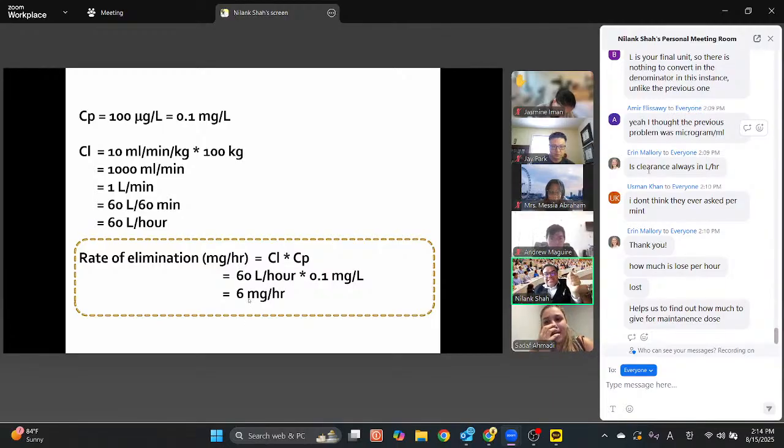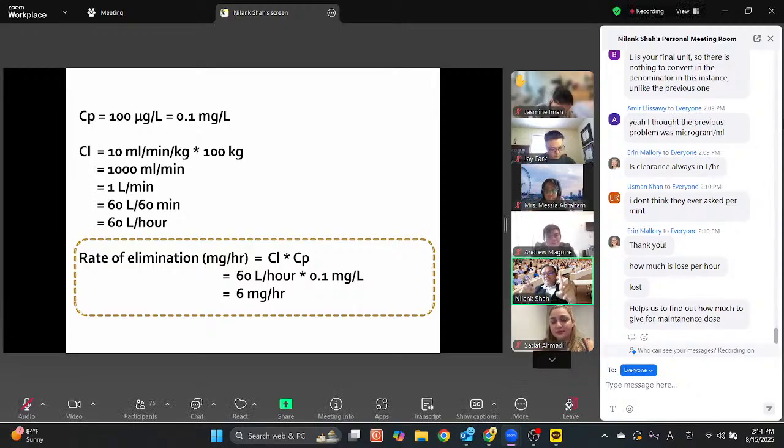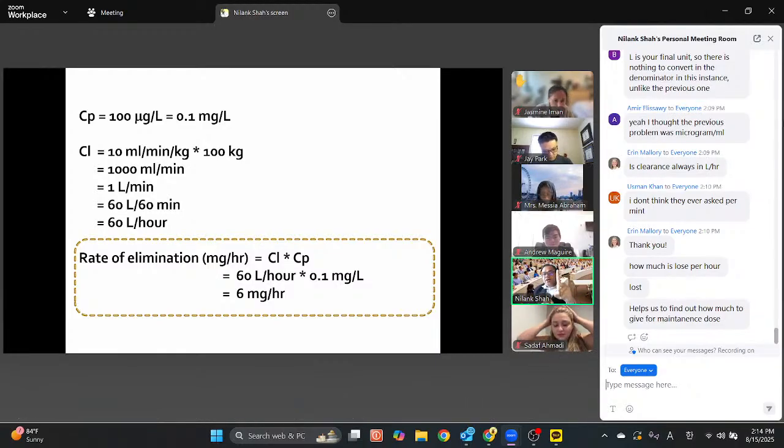Outstanding. So in 1 hour, in this case, 60 liters of the plasma or blood is being cleared of the drug. Okay. In 1 hour, what is the clearance? Clearance means, in this particular case, in 1 hour, 60 liters of blood or plasma is being cleared from the drug. Okay, that is called clearance of the drug.